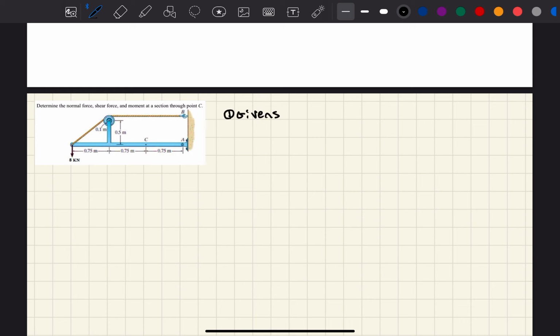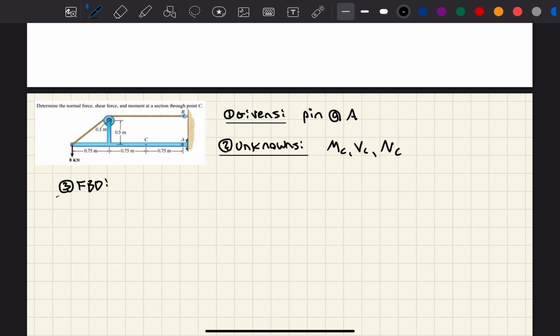If you really want to write something down, you can, for example, write that there's a pin connection at point A. So we're going to write that: pin at A. What does the question want us to find? Well, it wants us to find the internal reaction forces, or the internal reactions at point C, and that's basically just our moment at point C, our shear force at point C, and our normal force at point C.